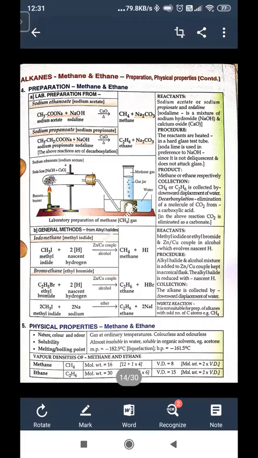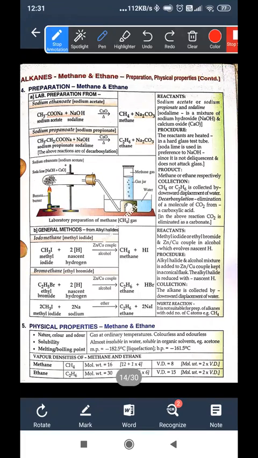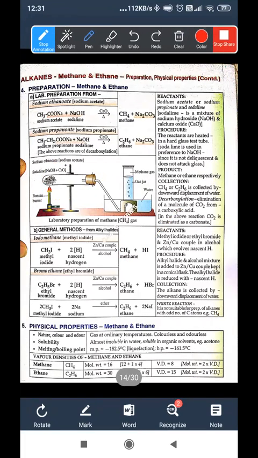So यहाँ पर आप देखेंगे तो what is given over here, what we have to do in test tube, we have to take what, soda lime, that is NaOH and calcium oxide. When you heat it, sodium acetate and soda lime means what? NaOH और CaO का combination आपने यहाँ पे लिया और उसको हीट किया.